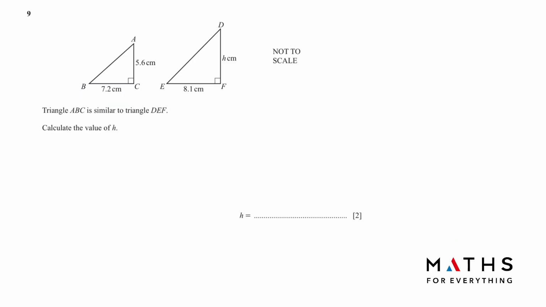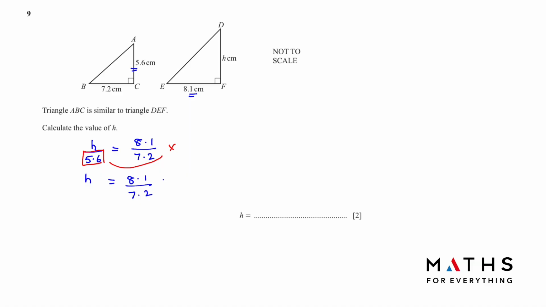Question number 9. Triangle ABC is similar to triangle DEF. Calculate the value of h. We want to find h, put h here. The corresponding side, write it in the denominator. Then write 8.1 on the top and the corresponding side down. Cross multiply, not the whole thing. See, this is in the denominator, it means it's a divide. So we shift it to the other side, it will be a multiply.